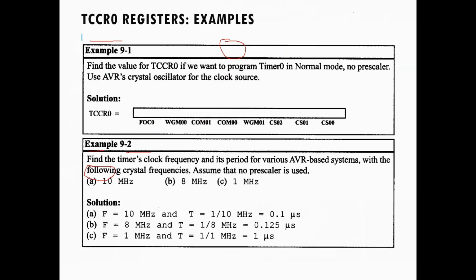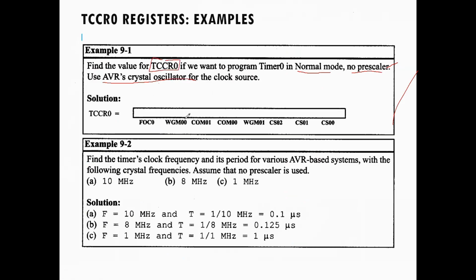Okay, so for example, here we have a question about the TCCR if we program timer 0 in normal mode, no prescaler, using the AVR crystal oscillator. So what is the content inside our TCCR0?